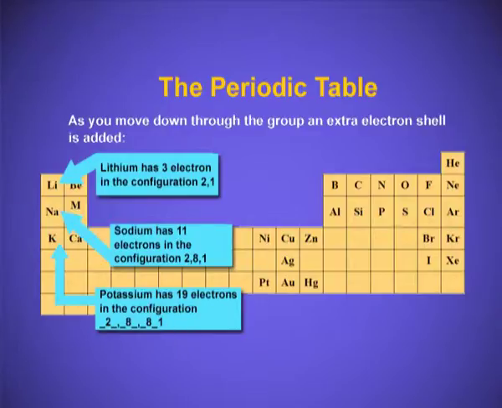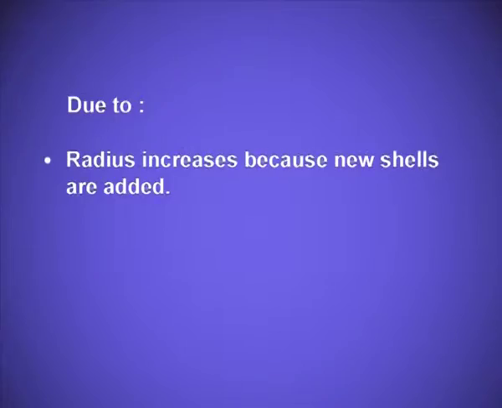Potassium, atomic number 19, the electronic distribution 2, 8, 8, 1, the introduction of the fourth shell. The increase in the number of the shells is responsible for the increase in the atomic radii. The radius increases because the new shells are added.